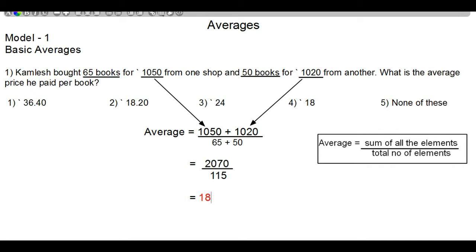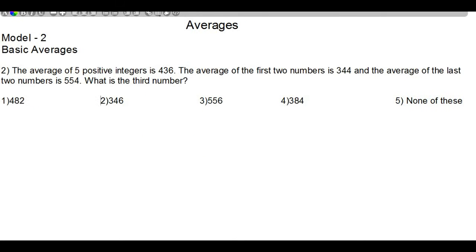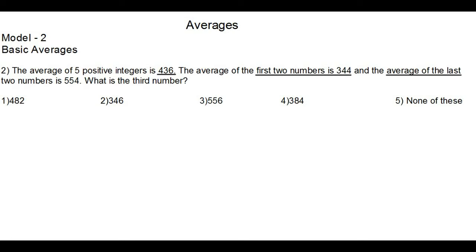So this is how we can use the definition, that is sum of all the values divided by total number of values, to get the average value. Let us now take another example based on the definition of average. The question here is, average of 5 positive integers is 436. The average of first 2 numbers is 344 and the average of last 2 numbers is 554. What is the third number? We are supposed to find out the third number out of the given 5 numbers.